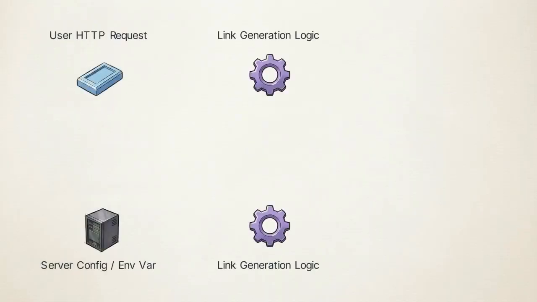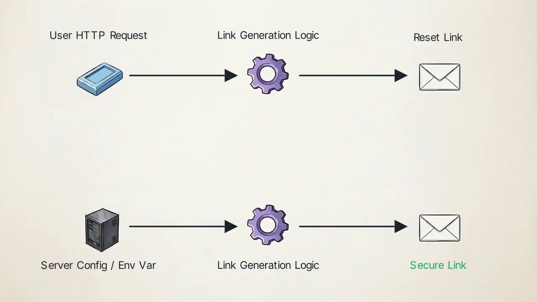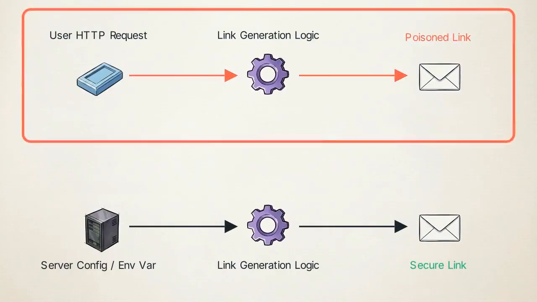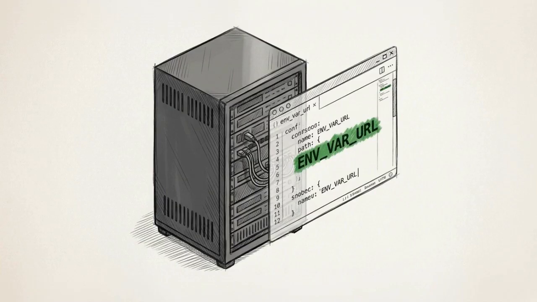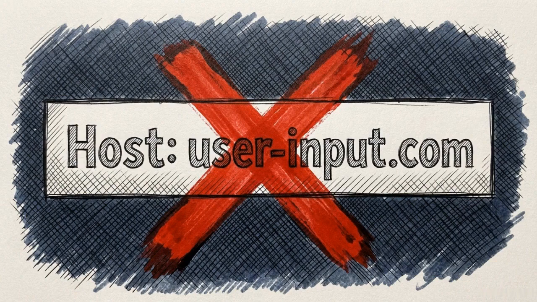This occurred because of a dynamic host architecture. The server trusted the host header provided by the user to build its outbound links, rather than using its own internal configuration. To prevent this, developers should always use hard-coded server configurations and environment variables to generate internal links. User-supplied headers must never be trusted for routing or URL generation.